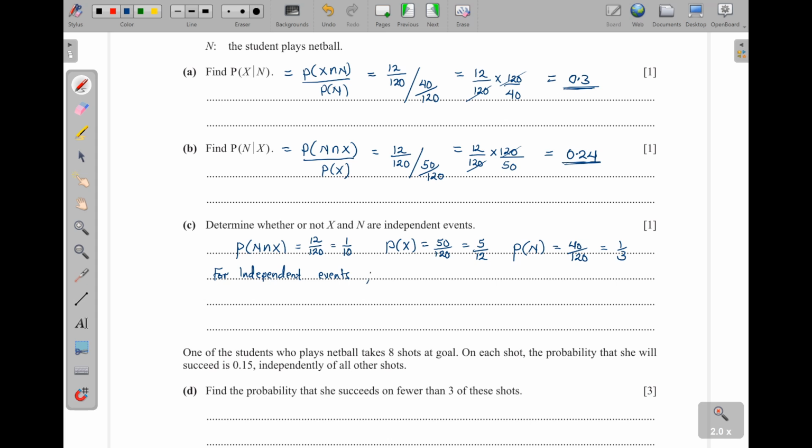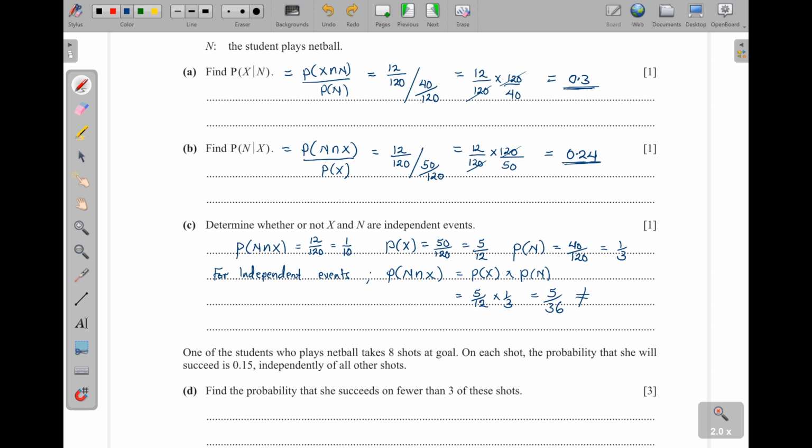For independent events, it is known that if I'm finding the intersection, probability of N intersection X is supposed to be probability of X times the probability of N. Now, the probability of X is 5 over 12, then times the probability of N is a third. So this one will give me 5 over 36. So from the multiplication of these ones, I get this. Okay. But it is not the same as what we are having here, 1 over 10.